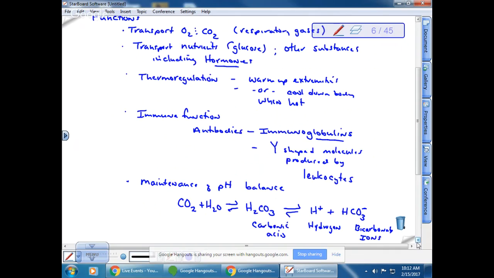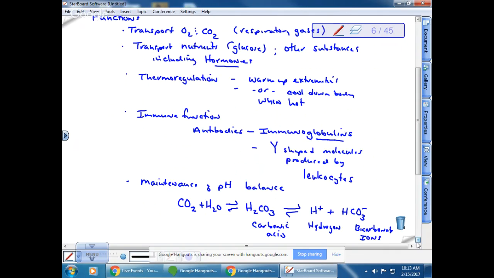And the reason for this is that remember when you talked about pH, higher hydrogen ions means that it's a lower pH, right? So if you have too many hydrogen ions, they combine with this and it forms back to this. If you have too few hydrogen ions, then hydrogen ions are released, okay?